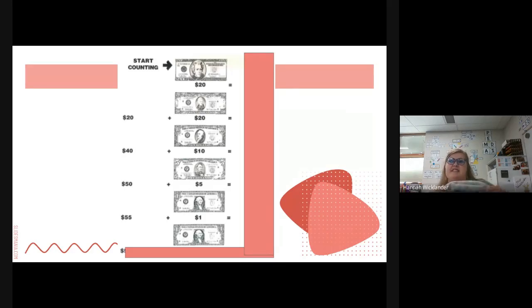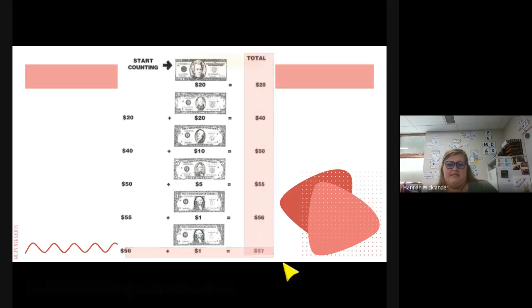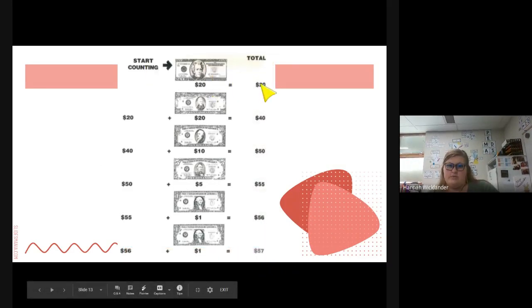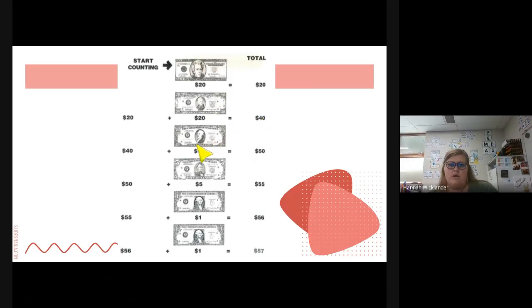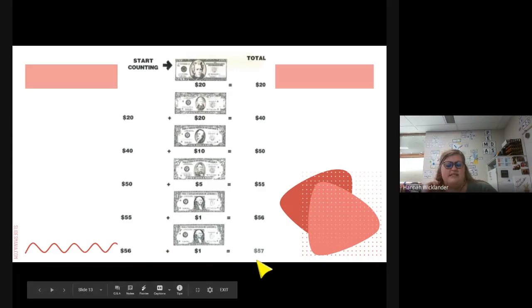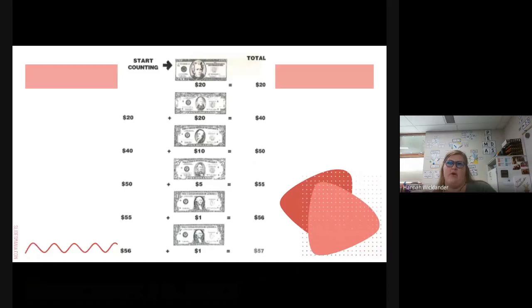So I have 57 and 56. Juan is correct with 57. So a 20, we have $20. Add a 20 to the 20, we get 40. 40 plus 10, we get 50. 50 plus 5 is 55. 55 plus 1 is 56. And 56 plus 1 is 57. So that's how we add money from greatest to smallest.